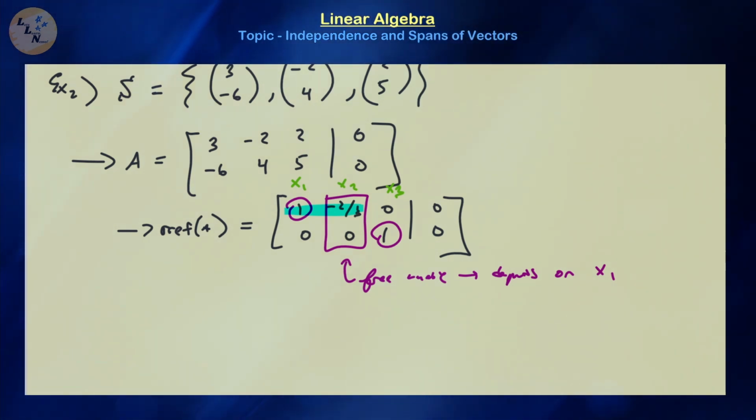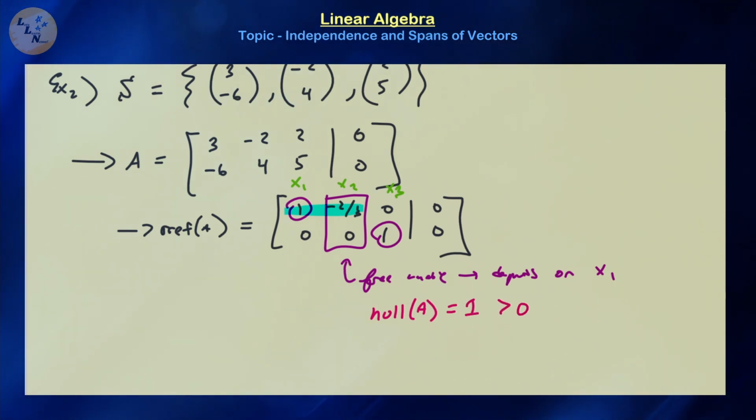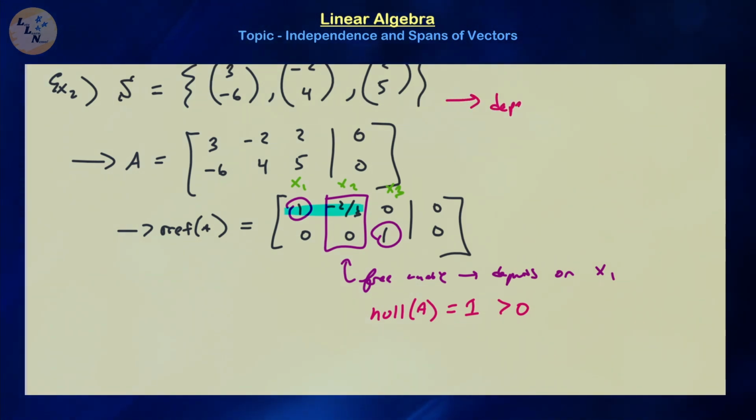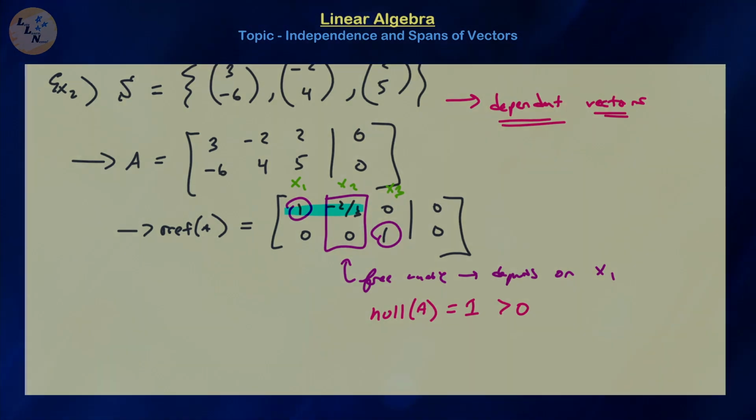So since we've found that the matrix does not have full rank, in particular the nullity of this matrix is greater than 0, that implies that at least one of these columns is going to be dependent on the other, and therefore this set is a set of dependent vectors, right? And you can see how easy it is if we analyze this from the reduced echelon perspective.